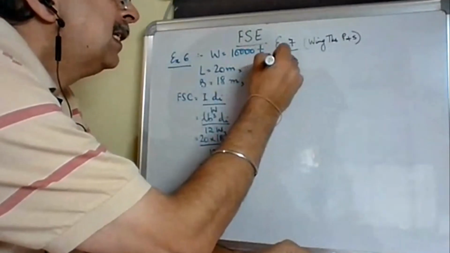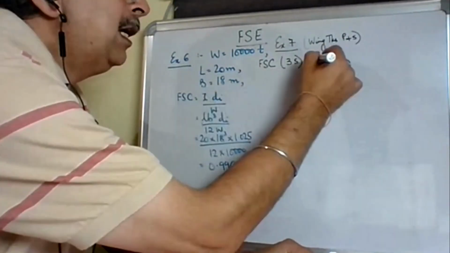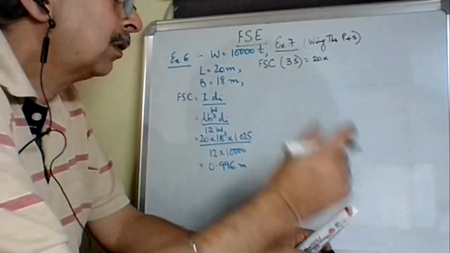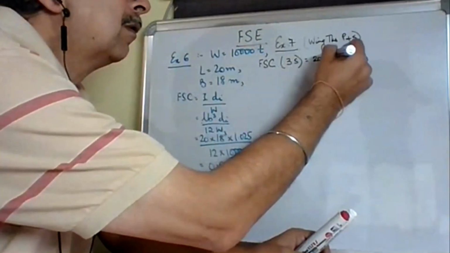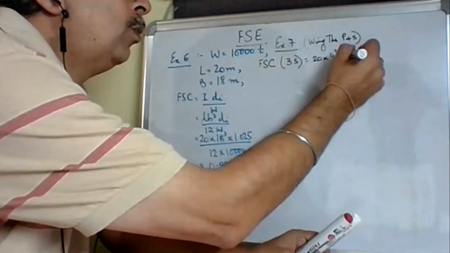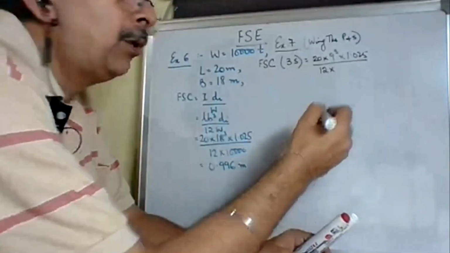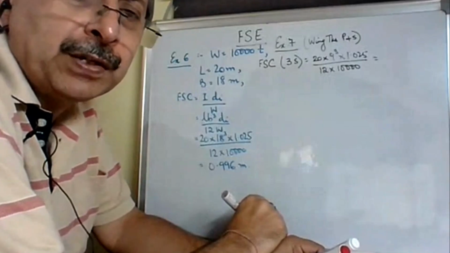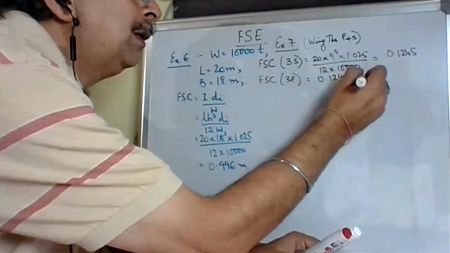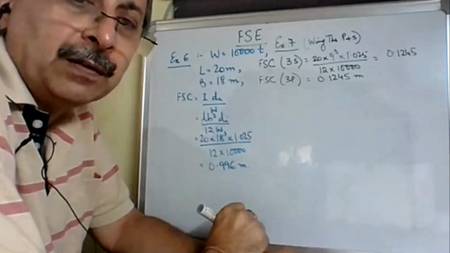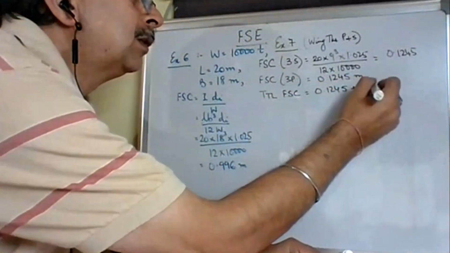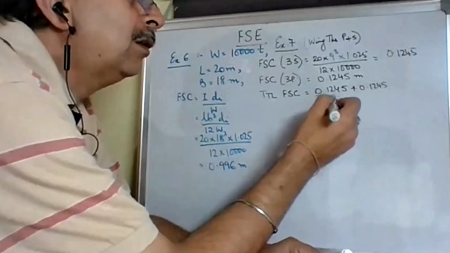So we will find out the FSC for 3 starboard. So same way, 20. This time the breadth becomes 9. So 20 into 9 cube into 1.025 over 12 into 10,000. So this will be the FSC for 3 starboard, 0.1245. Similarly, the FSC for 3 port will also be the same. So the total FSC for both the tanks will be 0.1245 plus 0.1245 is equal to 0.249.